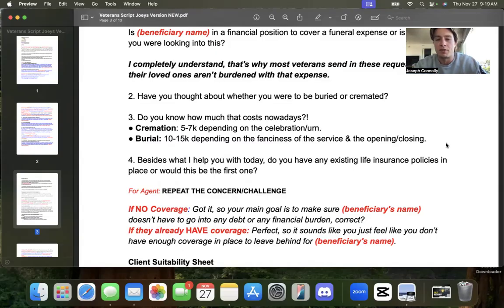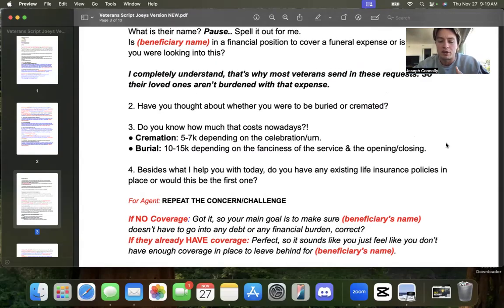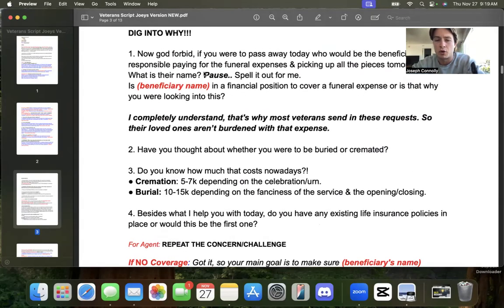And again, notice with this part right here, my tone is caring, it's curious. I'm not sounding like a robot, right? I'm like, God forbid if something did happen to you, would she be in a financial position to cover the funeral? Or is that kind of why you're looking into this? And we'll go over this in the upcoming videos, but again, the script is a guide, not a cage. I typically will ask other questions, right? Like, oh, your daughter, does she have kids? Blah blah blah. Try to build that pain, etc.